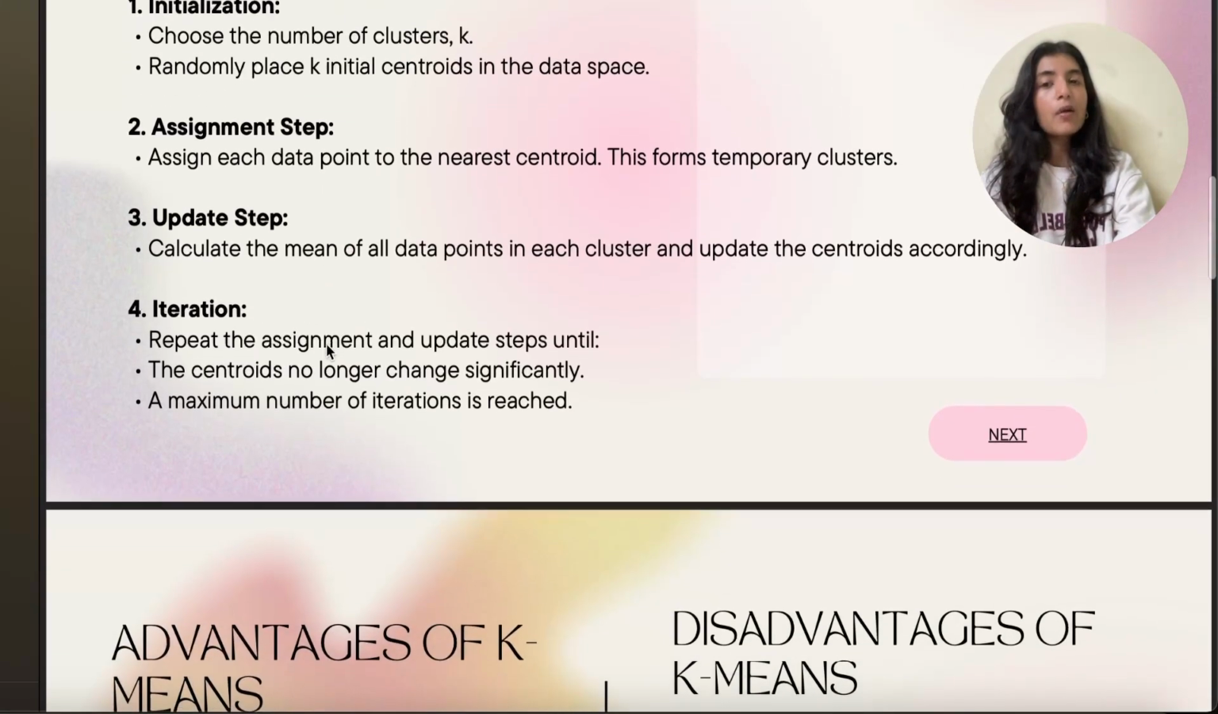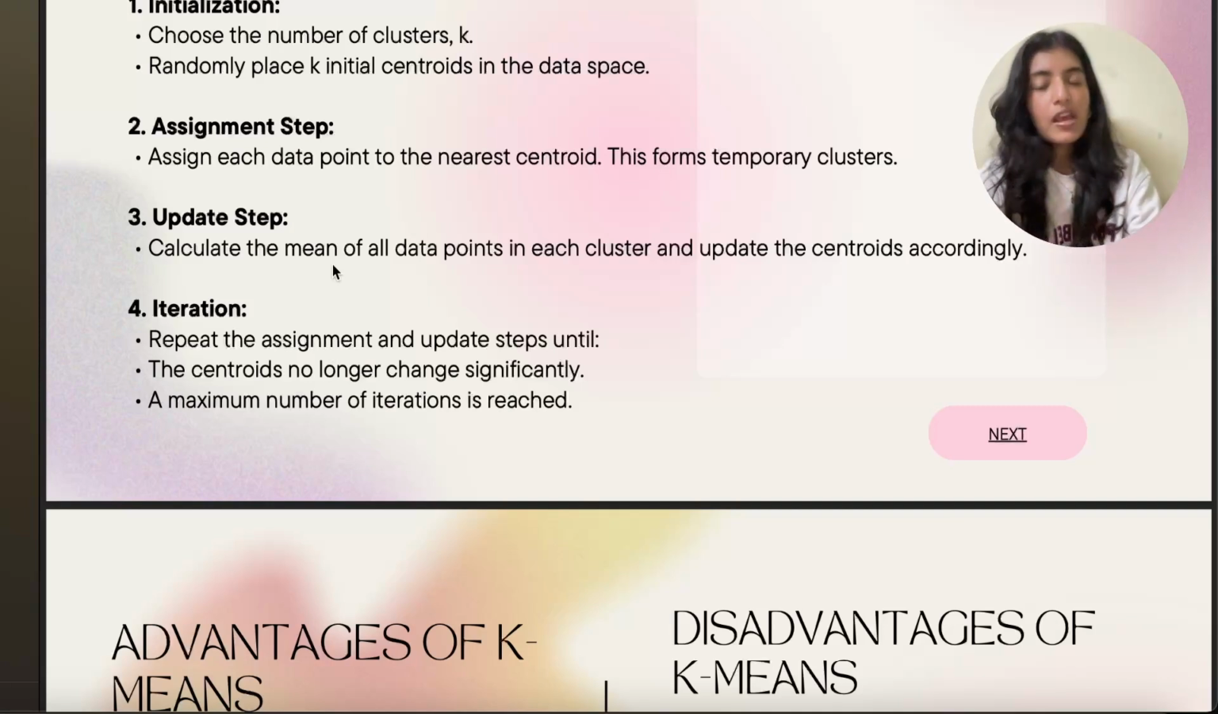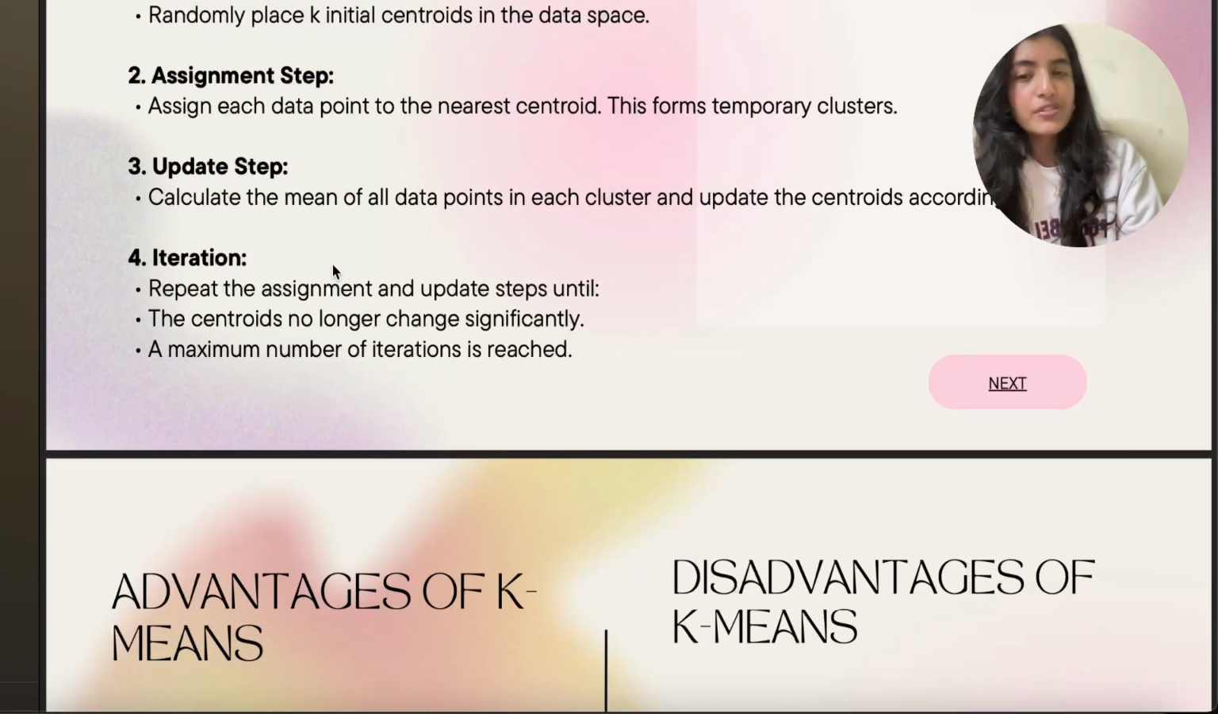Then we will do the update step. We'll calculate the mean of all data points in each cluster and update the centroid accordingly. And then we will repeat the assignment and update steps until the centroids no longer change significantly, or a maximum number of iterations is reached.